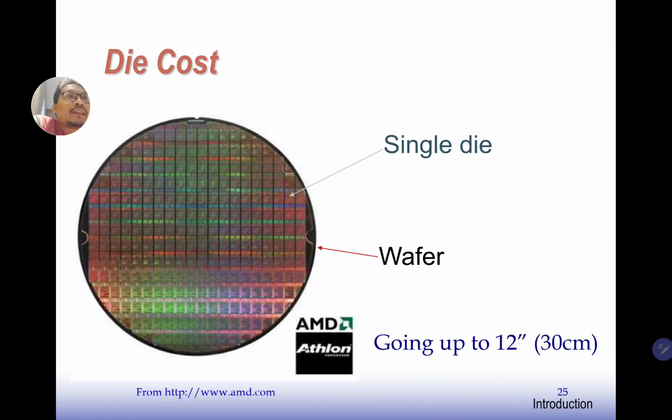Die cost. So what is a die? The wafer is a round piece of silicon, and then you can cut through it, partitioning the wafer to get the dies.